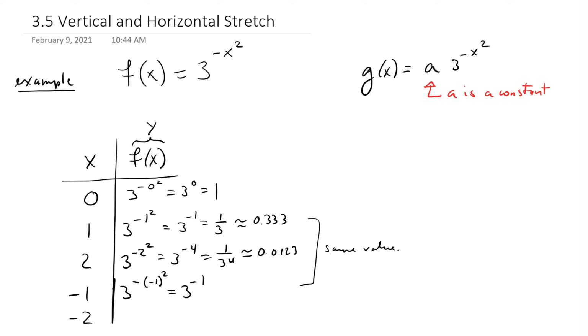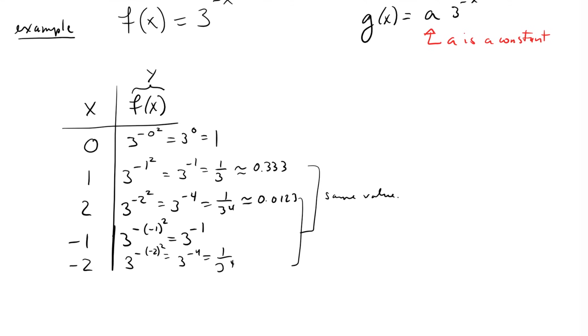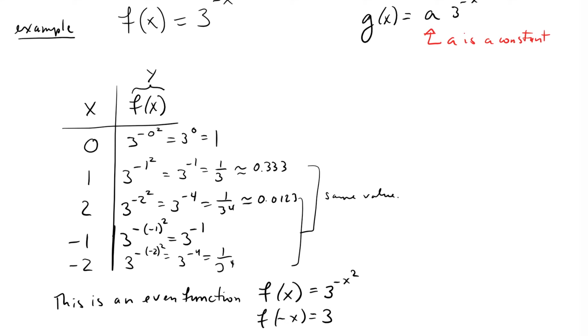And if we look at what happens at minus 2, is that the same thing? And yes, we're going to get minus 2 squared. We're going to get 3 to the minus 4. So 1 over 3 to the 4. Same value again. So is that a coincidence? No, it's not a coincidence. This is an even function, because f of x, which is 3 to the minus x squared, and f of minus x are the same, because if you replace x by minus x and you square it, you still get x squared. So same value here. So that's an even function.